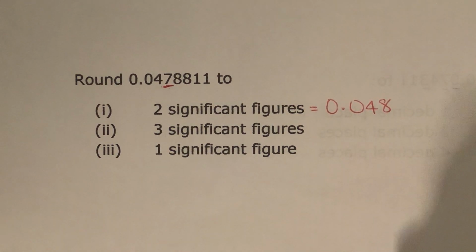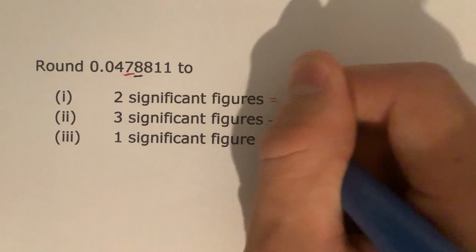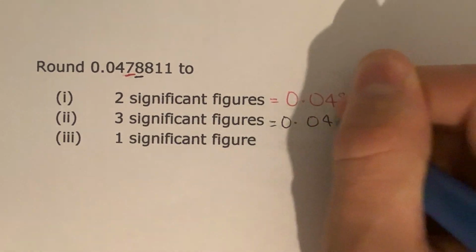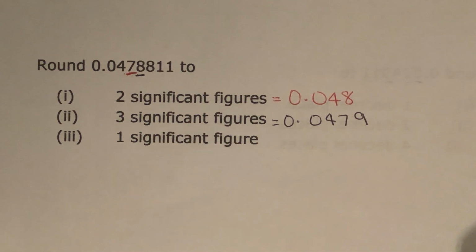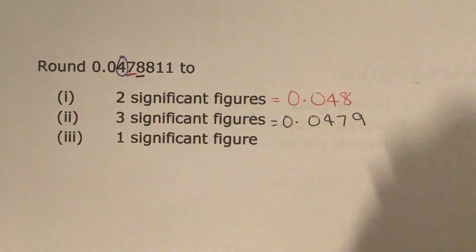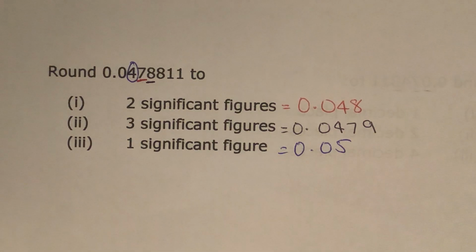Okay, 3 significant figures. So the third significant figure is that first 8. The number after that is also an 8, so that rounds up. So the 8 becomes a 9. 1 significant figure, so my first significant figure is the 4. The number after it is a 7, so it rounds up to a 5.